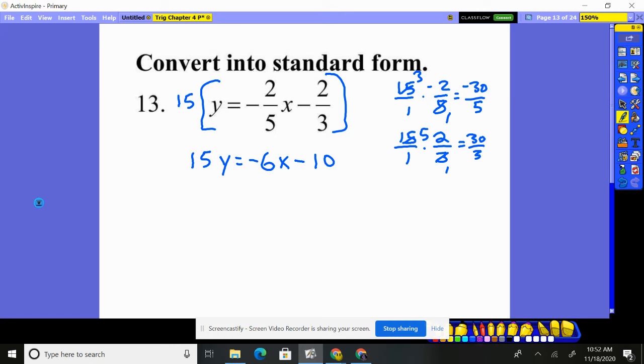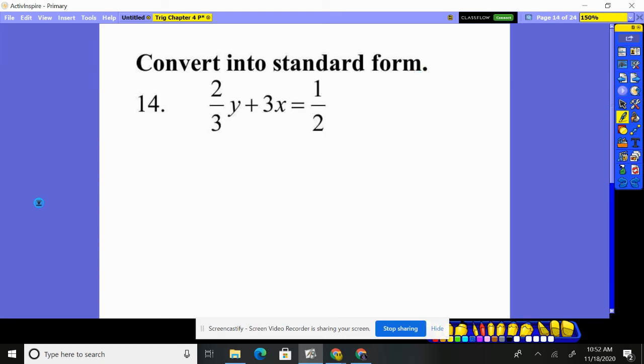Now, what do we need to do? We got rid of our fractions. So exciting. We need to get our x over to the other side. So we're going to add 6x to this side. Add it here. That gives us 6x plus 15y equals a negative 10. No fractions. Value in front with our x is positive. Feeling good about this. What about 6, 15, and 10? Is there something by which they all can be divided? No. So there, 13. We're golden.